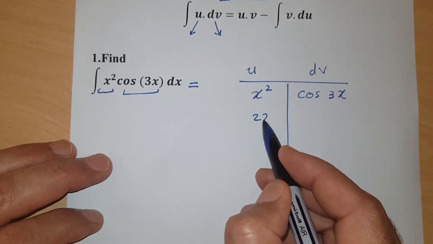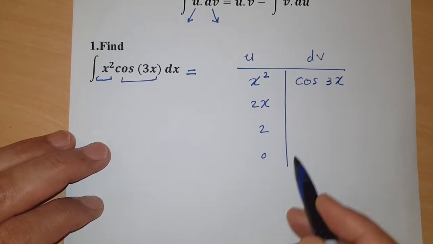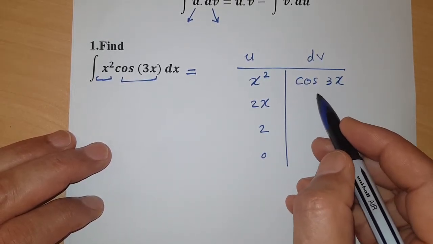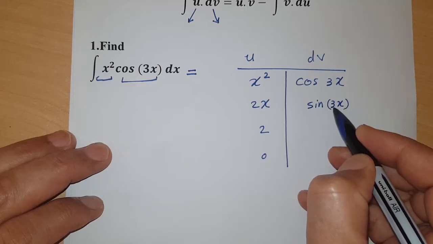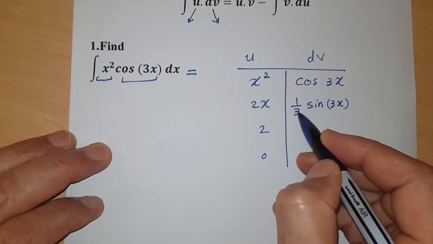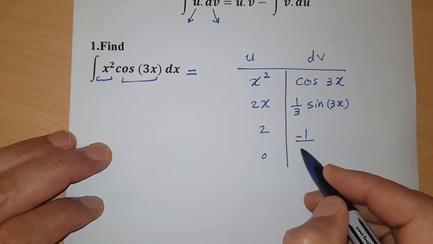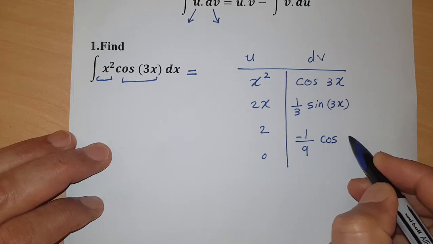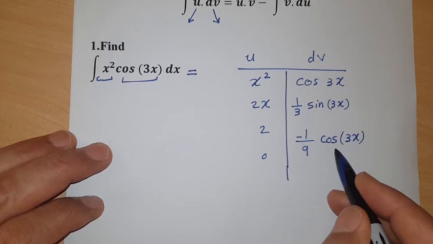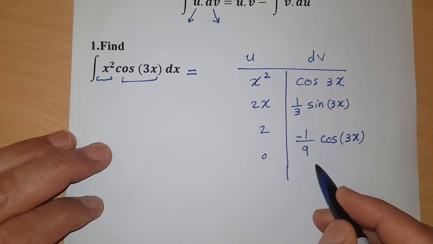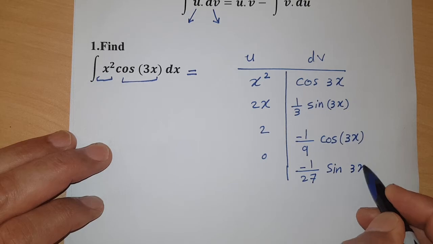Derivative of x squared is 2x. Derivative of 2x is 2, and derivative of 2 is 0. The integral of cosine 3x: the integral of cosine is sine 3x divided by the coefficient, the derivative of 3x, so 1/3. The integral of sine is negative cosine, so negative 1 over 3 times 3 is 9, cosine 3x. And finally, the integral of cosine is sine, so negative 1 over 3 times 9, 27, sine 3x.